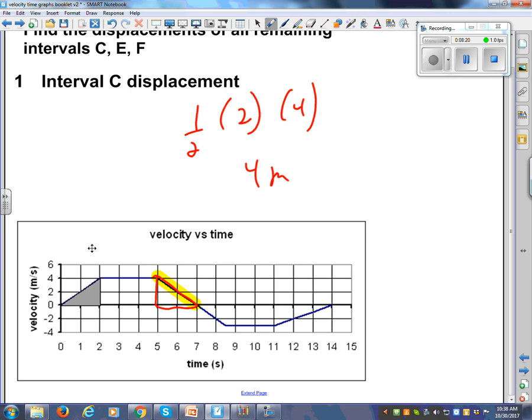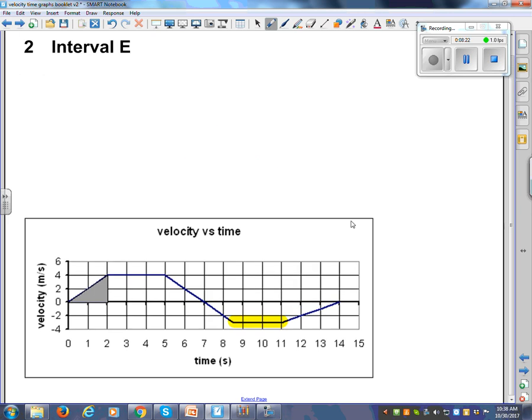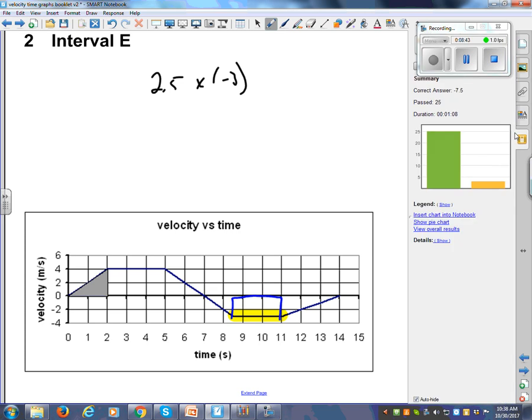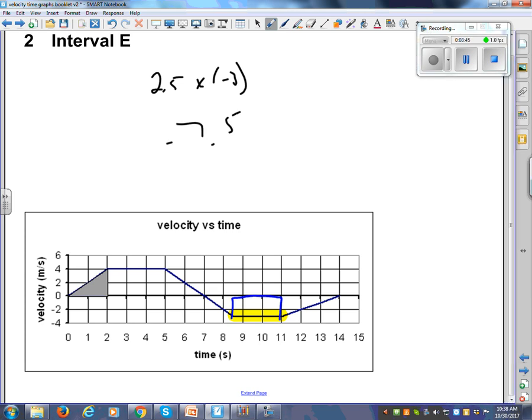Right? Interval E. Notice that it's a rectangle. And it's from 8.5 to 11. That would be a distance of 2.5. And the height is down to minus 3. So 2.5 times minus 3 is going to be minus 7.5. And it has to be negative. It's below. Okay?